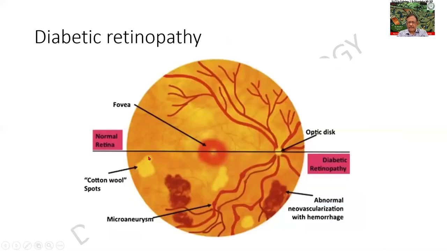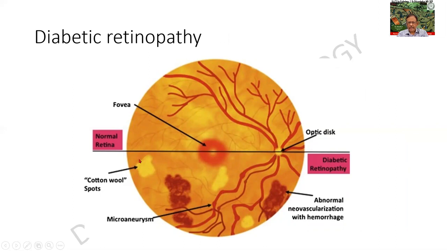Diabetic retinopathy is yet another one. This is a very fantastic diagram. I find that there is a normal retina shown in the upper half and a diseased retina in the lower half for comparison. This is the fovea just away from the midline and the optic disc. So here the blood vessels are normal, the background is normal, there is no lesion.